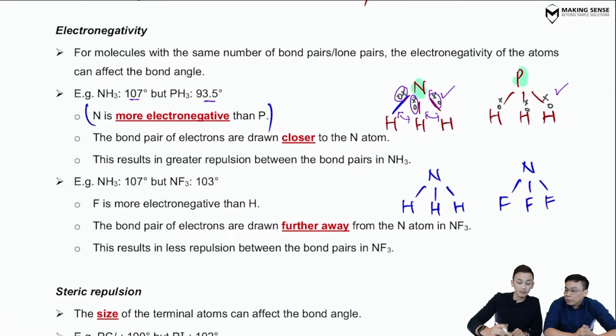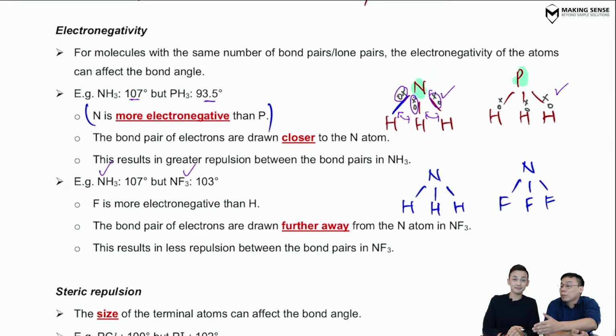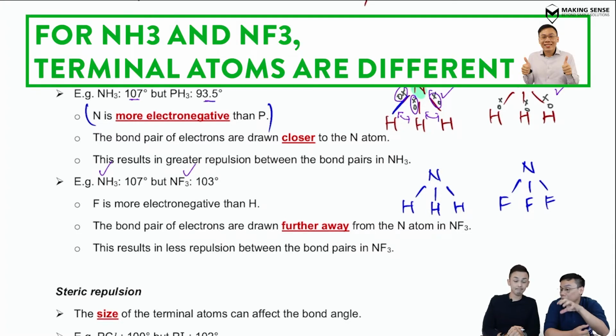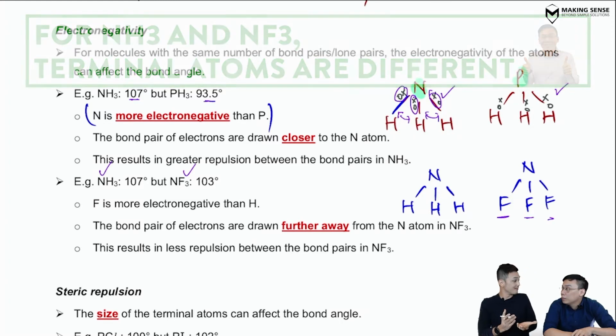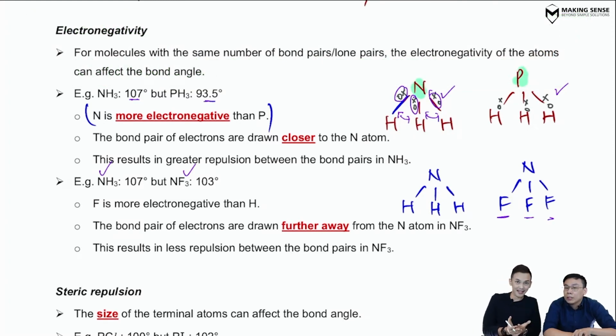Now, what if we compare this with another example. So you see in your notes, there's NH3 and there's also NF3. Now, what is the difference this time around? Right, so you can see that it's actually opposite from the above example. Now the central atom is the same, the terminal atoms are different. So right now we focus our attention onto the terminal atoms, but the concept is still the same. It's still about electronegativity, right? So this time round, we do expect F to be the one that's more electronegative.